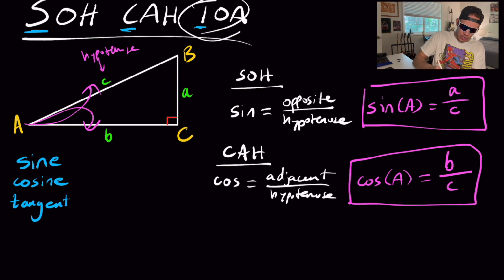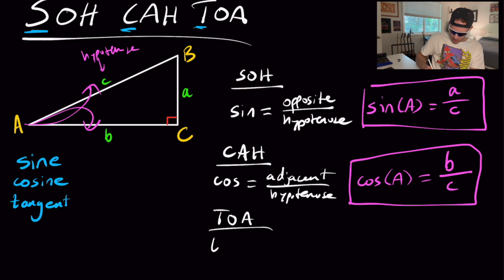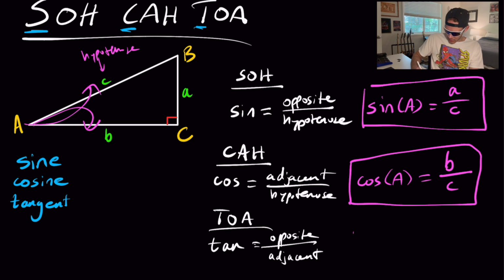Last up is TOA, and we know the T stands for tangent. We abbreviate tangent just by spelling out tan. So tangent is equal to opposite over adjacent.